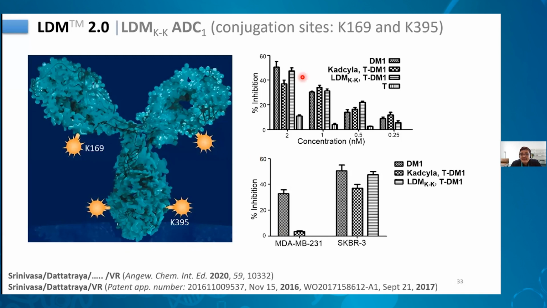And this is the bar that represents the inhibition from LDM-derived ADC in comparison to Kadcyla. What you would notice is that it not only does much better than Kadcyla, it's almost equivalent to what a free DM1 is doing. And that's really remarkable, because not only can it provide inhibition to such a high level for HER2-positive cells, it really does not inhibit HER2-negative cells at all.